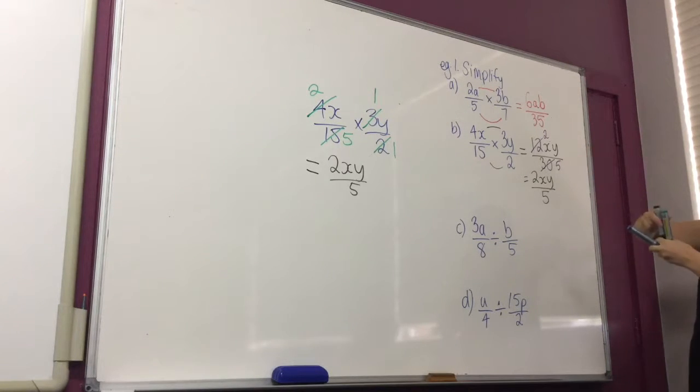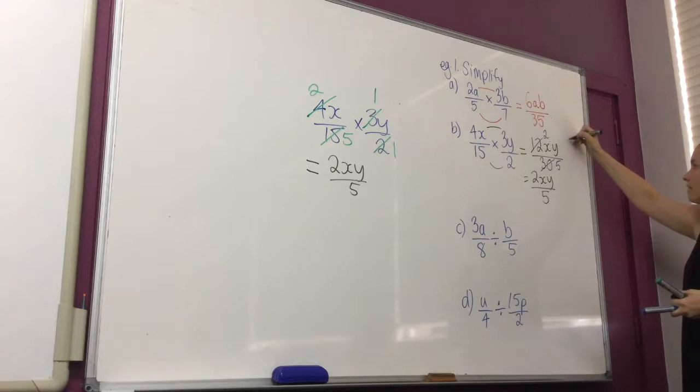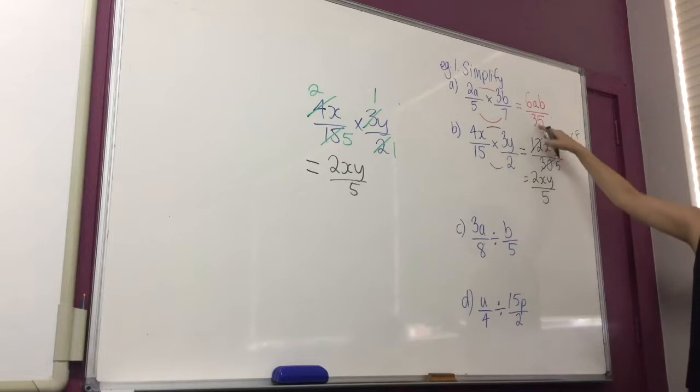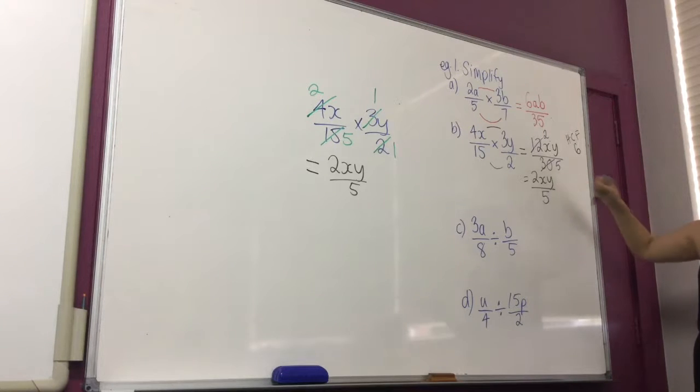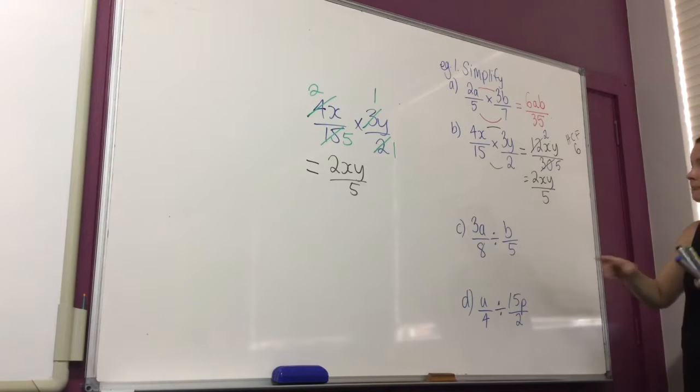Because 12 and 30 have a highest common factor of 6, so 6 goes into both. So 12 divided by 6 is 2, 30 divided by 6 is 5. Okay? I'm so confused still.